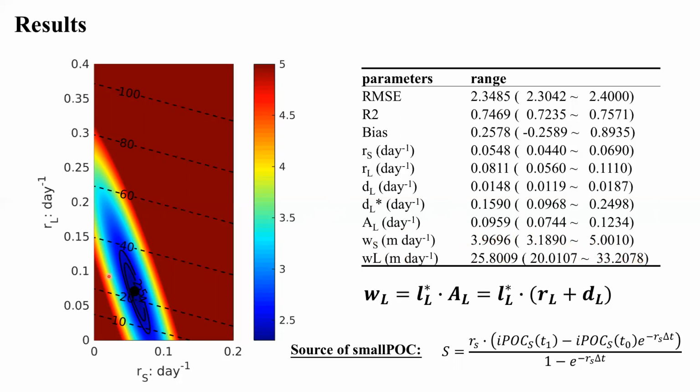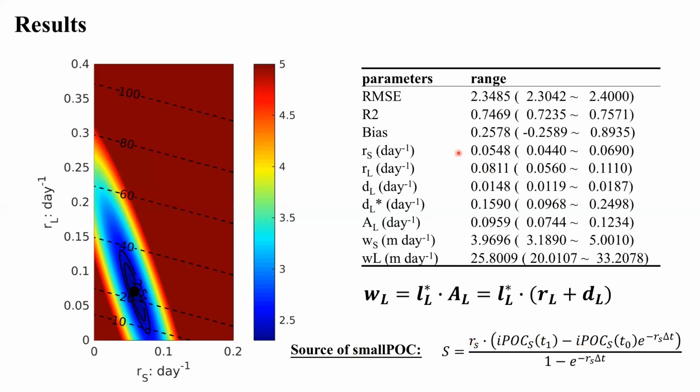We can also notice from this figure that the root mean square error is more sensitive to the remineralization rate of small POC than that of the large POC. So that means the remineralization rate of small POC can be better constrained. And this is quite good news for us because to calculate the source of small POC, this parameter, the remineralization rate of small POC, is the only required parameter.